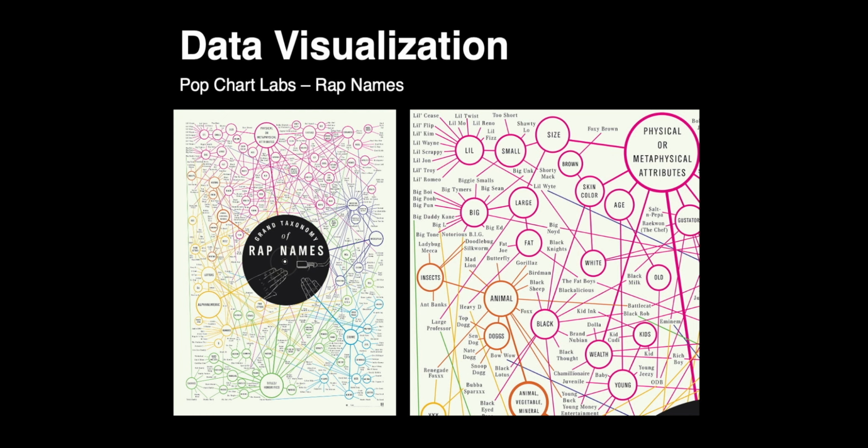Pop Chart Labs is a really great design studio based in Brooklyn. They do these beautifully designed posters. This one is a node-based visualization. It's breaking down the grand taxonomy of rap names. It's essentially looking at physical or metaphysical attributes. Then you could break off in age, skin color, size, and then from size you go to small, small to little. Then you have Little Wayne, Little Kim, Little Flip, Little Scrappy, Little John, etc. So this is a node-based visualization.